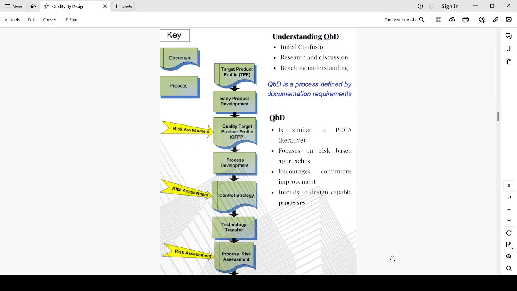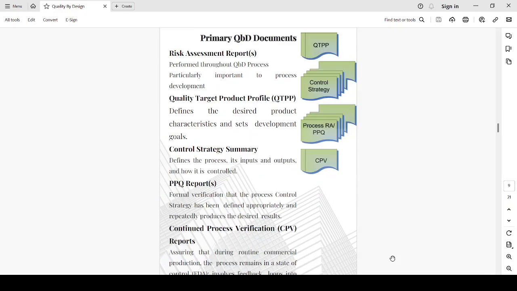To understand QbD, everyone first had confusion, and there were research and discussions, reaching an understanding. It's a process defined by documentation requirements, and it is similar to iterative. It focuses on risk-based approaches, encourages continuous improvement, and intends to design a capable process.